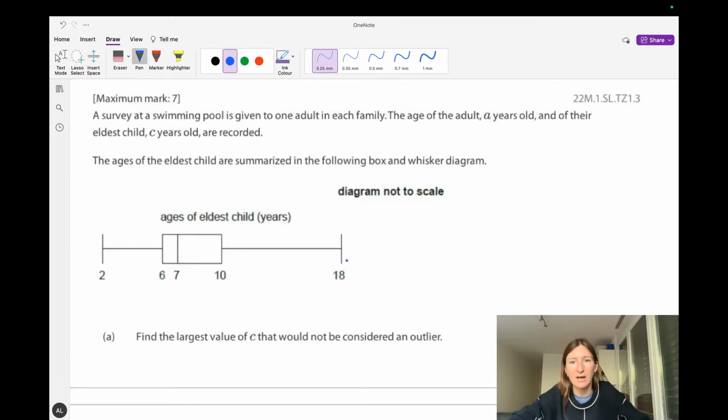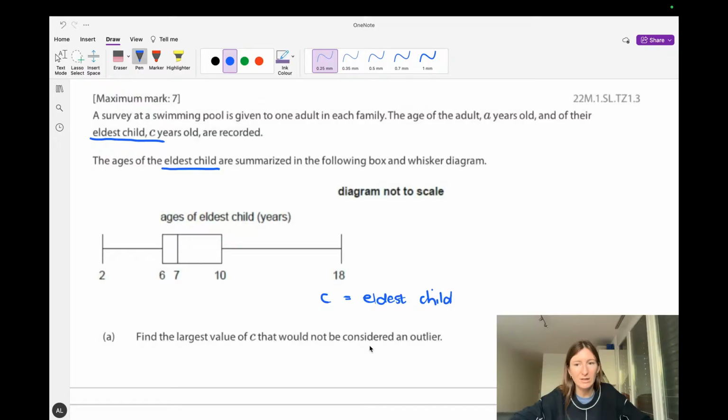So adult A is the oldest. No. Ages. Okay, sorry, this is why I'm going too quickly through it. The eldest child. So we're looking at the eldest child, C, in this one. So C, their eldest child. I'm just going to write that there. Find the largest value of C that would not be considered an outlier.